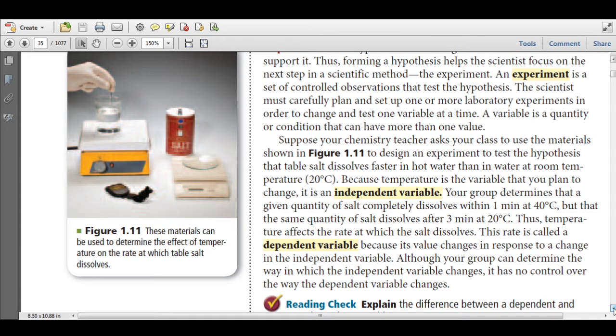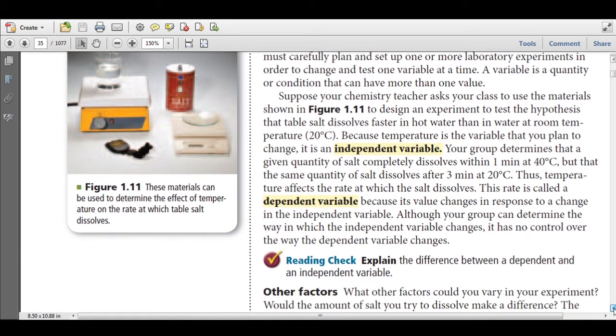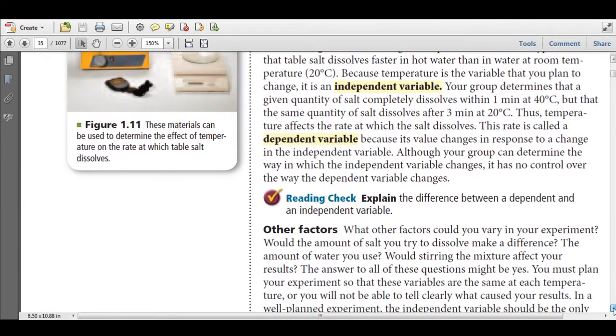Therefore, the temperature affects the rate at which the salt dissolves. The rate at which salt dissolves is known as the dependent variable because its value changes in response to a change in the independent variable. Although your group can determine the way in which the independent variable changes, it has no control over the way the dependent variable changes.